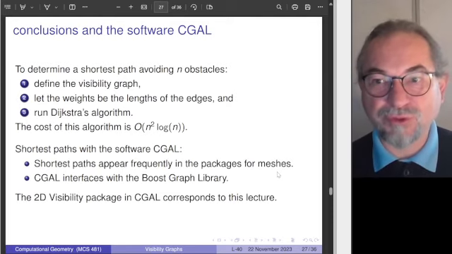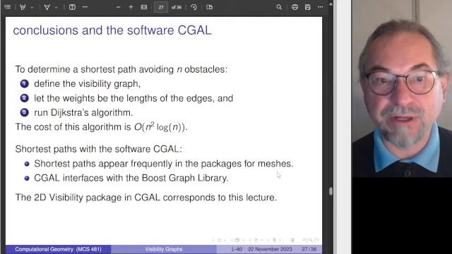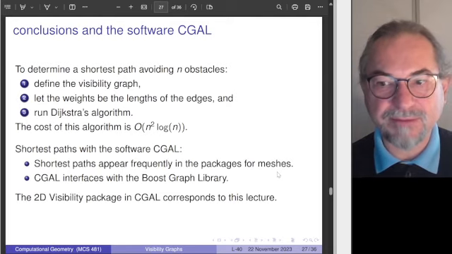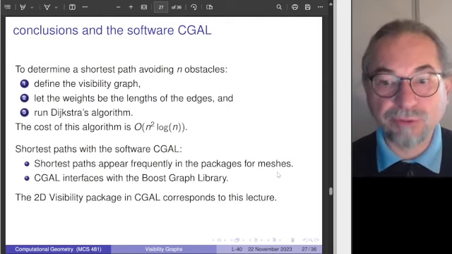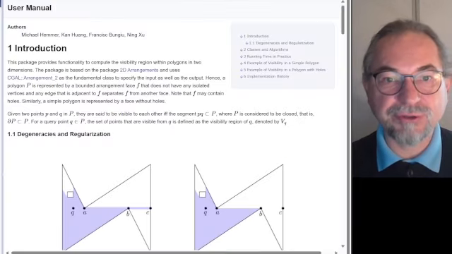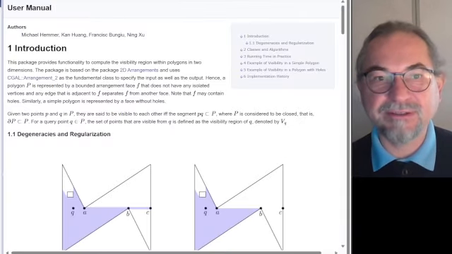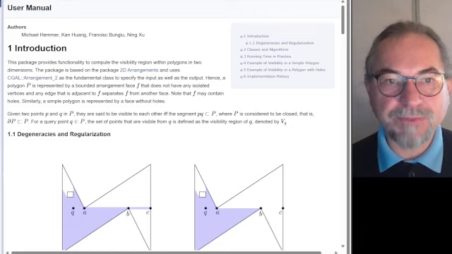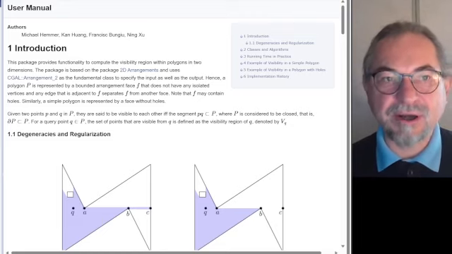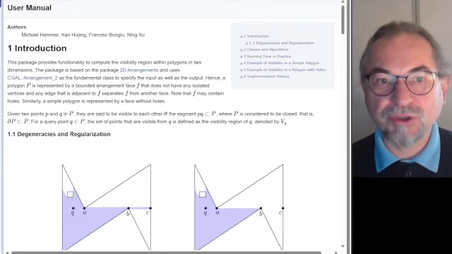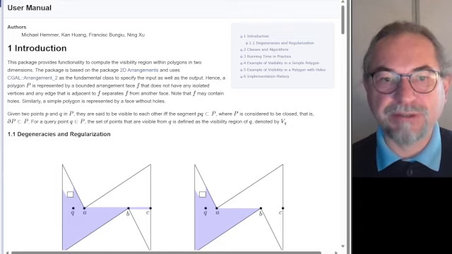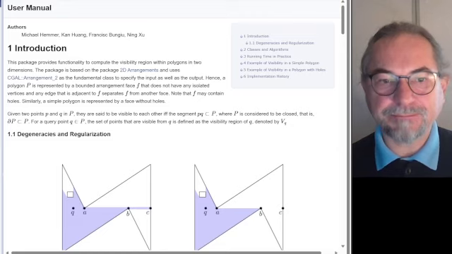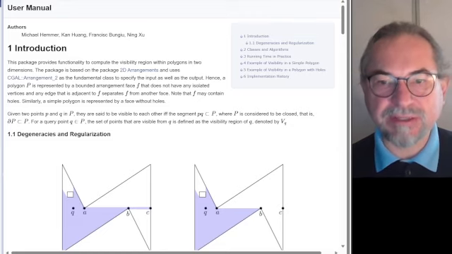One of the goals of this course is that you find your way into the literature. Okay, so to conclude the lecture, I should point at the user manual of CGAL, which has a package to solve the visibility problem in the plane. And here you see the examples.